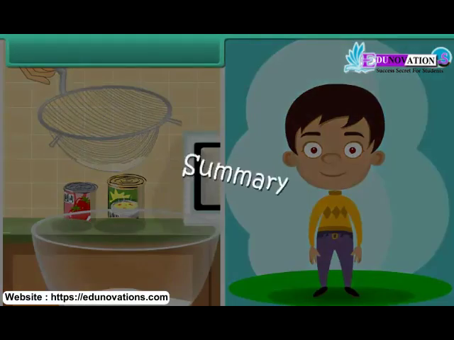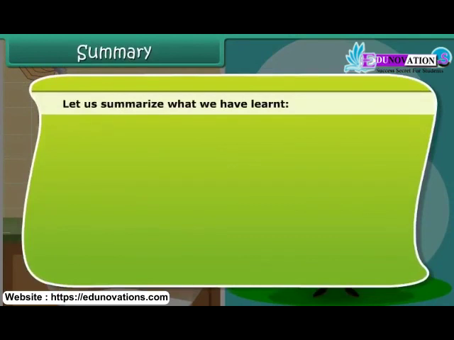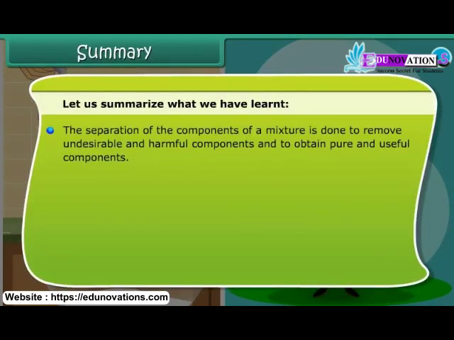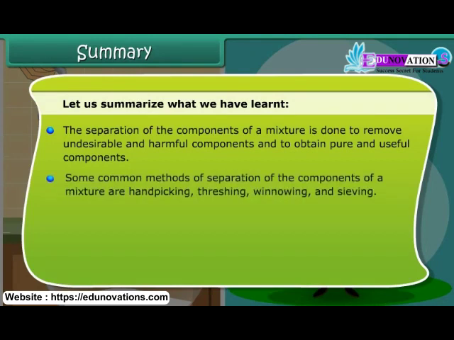Summary. Let us summarize what we have learned. The separation of the components of a mixture is done to remove undesirable and harmful components and to obtain pure and useful components. Some common methods of separation of the components of a mixture are hand-picking, thrashing, winnowing, and sieving.